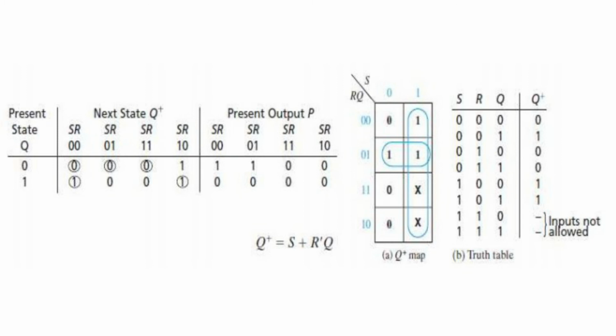Now what is the previous state? In the previous state we have stored the Q value as 1, so it will remain in the same state. But when S is equal to 0 and R is equal to 1, we are resetting the state, and it will change from 1 to 0 because here R is equal to 1. And we know that when S and R equal 1 1, it is an undefined state, so we'll neglect this state and move on.